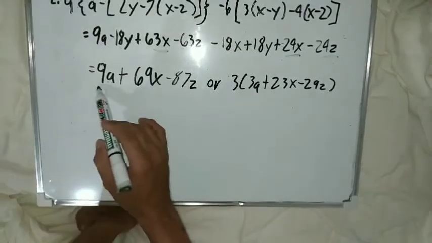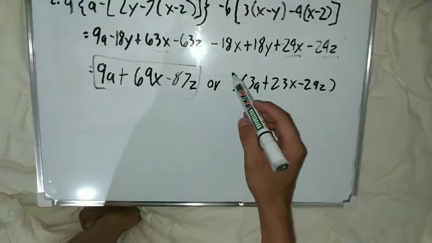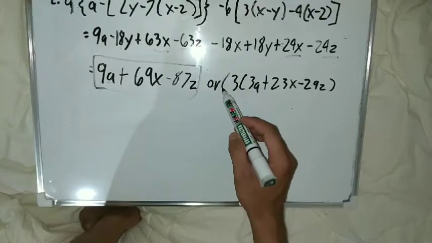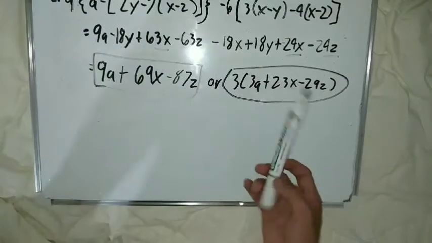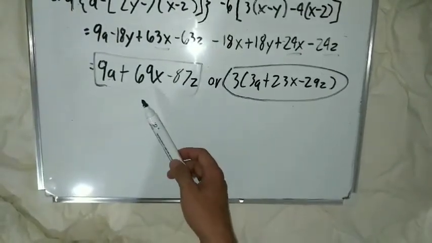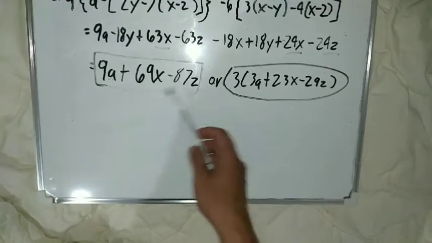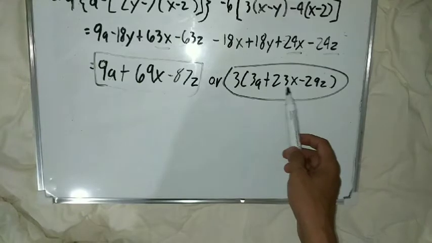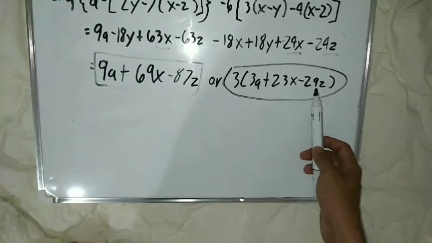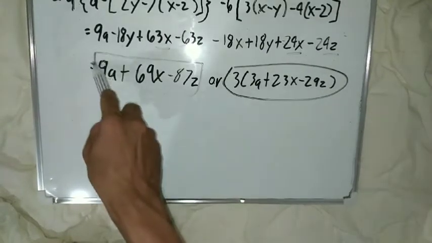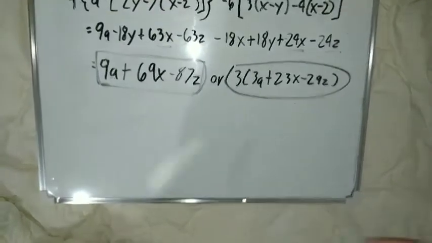Then after you did the cancellation process, we should make it simpler, where 9 can be made simpler if 3 times 3a, then 3 multiplied by positive 23x, and 3 multiplied by negative 29, we get the answer of 9a plus 69x minus 87z.